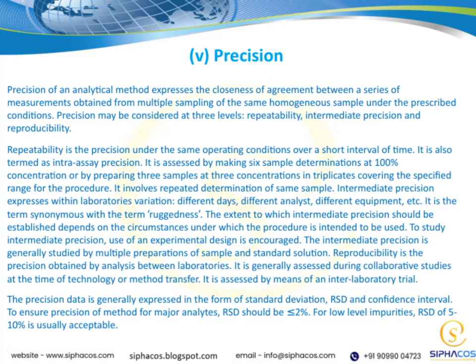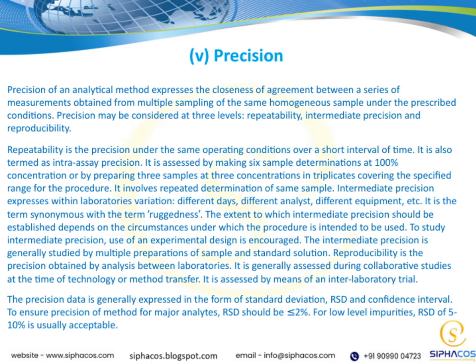Let's talk about precision in analytical methods. Precision essentially tells us how close our measurements are to each other when we repeat the same test under the same conditions. It's a key aspect of method validation because it shows us the consistency of our results. We can think of precision on 3 levels: repeatability, intermediate precision, and reproducibility.